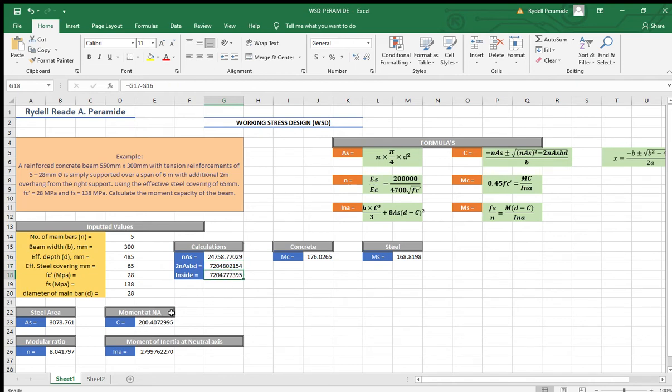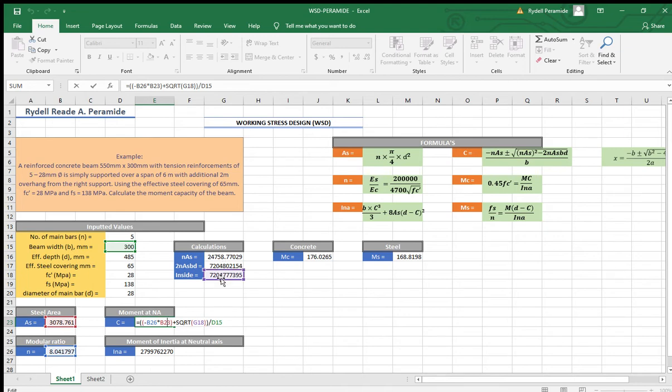After we get the inside, we will proceed here. The first is nAs. So, negative modular ratio times steel area plus the square root of the answer we calculated earlier, the inside, close parenthesis, divided by the beam width. And we will get the answer of 200.40729995.